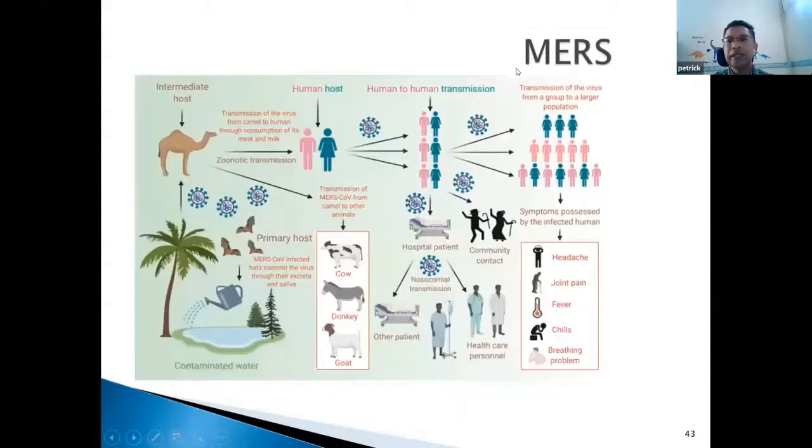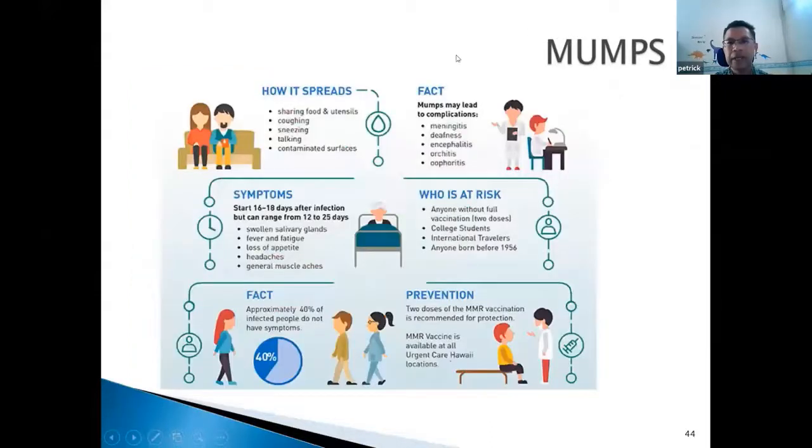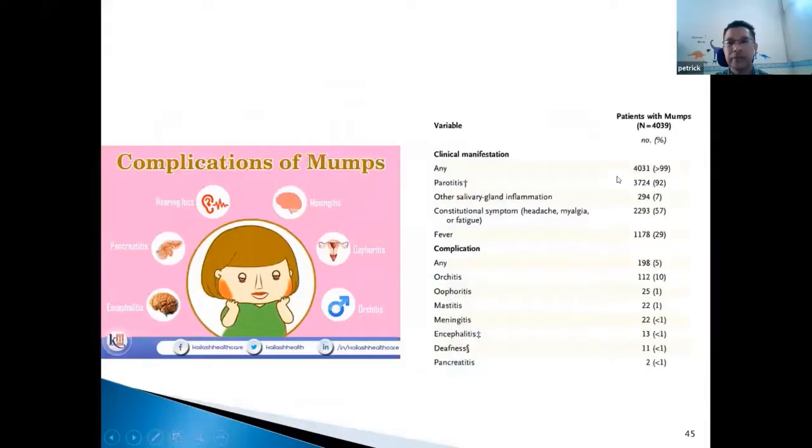MERS, we still have MERS from time to time, but lately, because of less travel, we don't see much of MERS. But once traveling starts to occur, then you probably see MERS occasionally in the hospital. And again, mumps, it's still there. Again, people think mumps is nothing, you just get some swollen salivary glands and fever. But again, any virus can cause brain infection, deafness, and can even cause swollen testes. So these are all the complications of mumps.